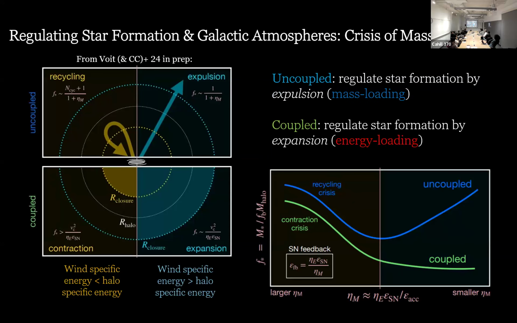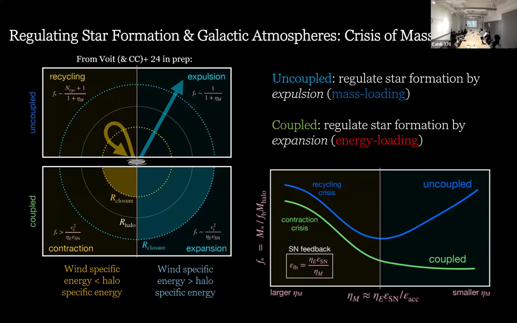However, even regardless of whether your winds are coupled or uncoupled, mass loading still leads to some difficulties, because as you increase the mass loading, as we've indicated earlier, you lower the specific energy of the winds. And so even in the case of an uncoupled outflow, mass loading can lower your stellar fraction, but there's a limit to how effective mass loading can be.